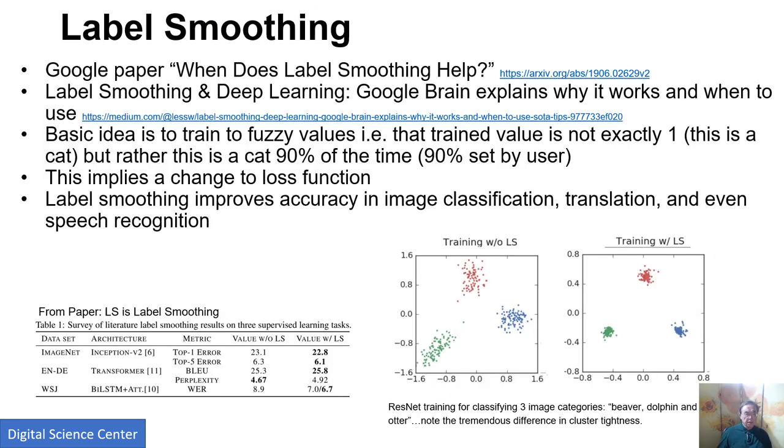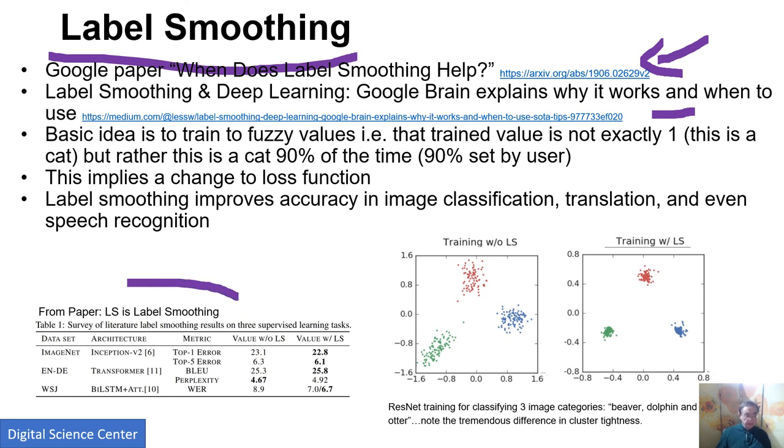And now we come to the last topic, label smoothing, where there's a paper here by Google in June. We're out right today. This is 2019. And here is a Medium article on it. And the idea is that you don't train something to be actually a cat. You say, this is a 90% cat. And it turns out by making that fuzzy, you tend to produce more precise answers. You just basically put in a loss function that allows a certain fuzziness in your training assignments.